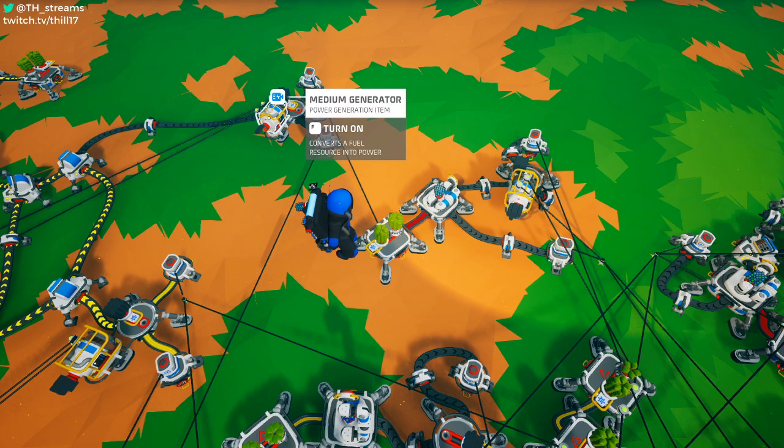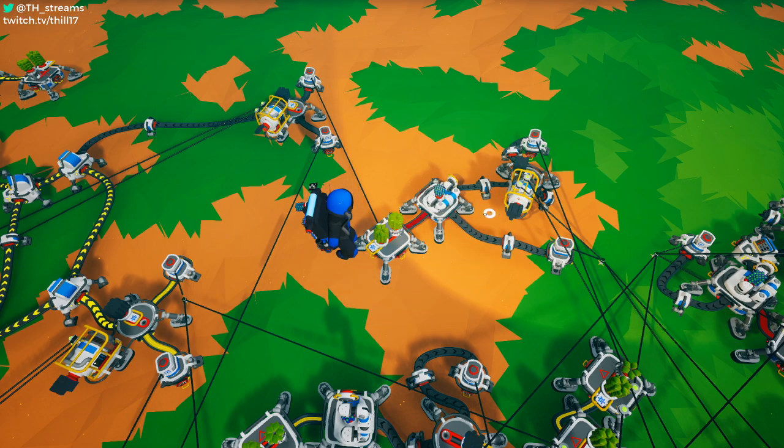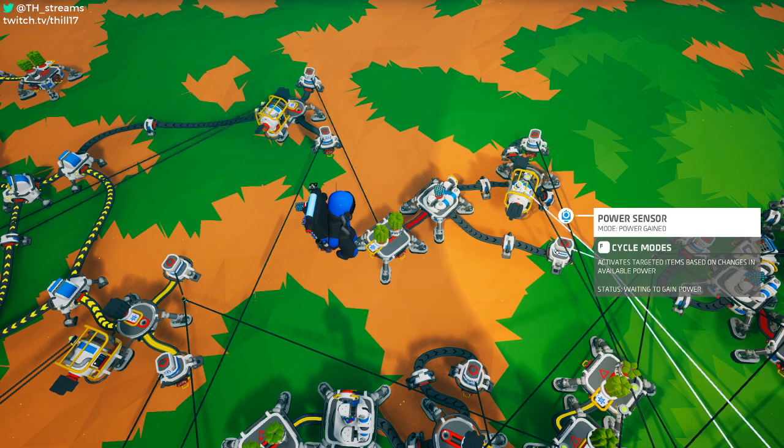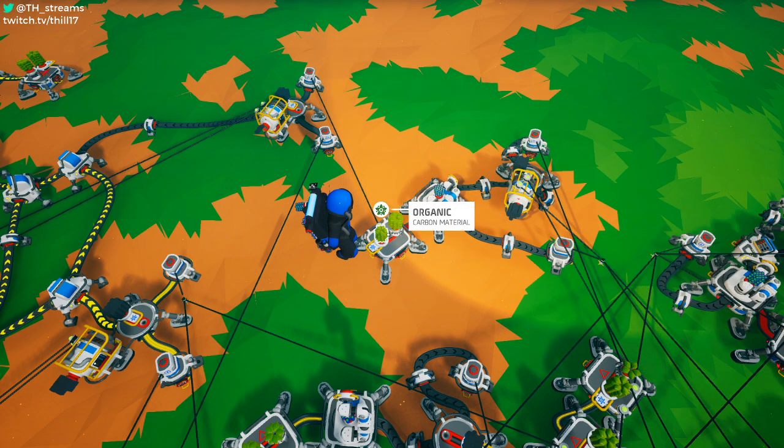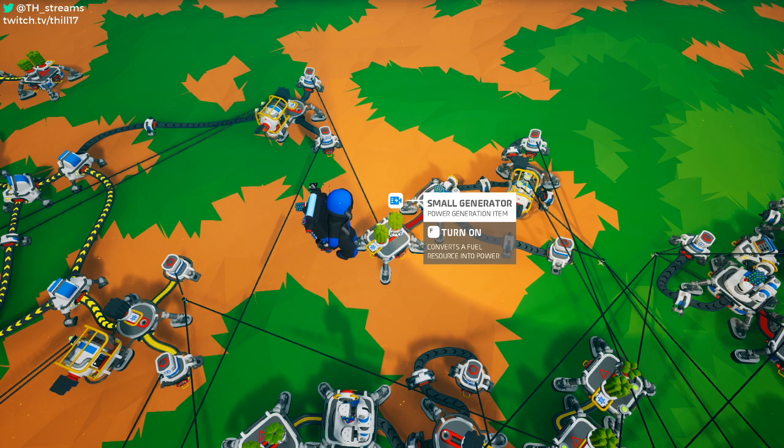So if the paddle is in that position, then we allow the ball to bounce by triggering the power sensor. If the paddle is not in this position, the generator is off and the ball doesn't move anywhere.